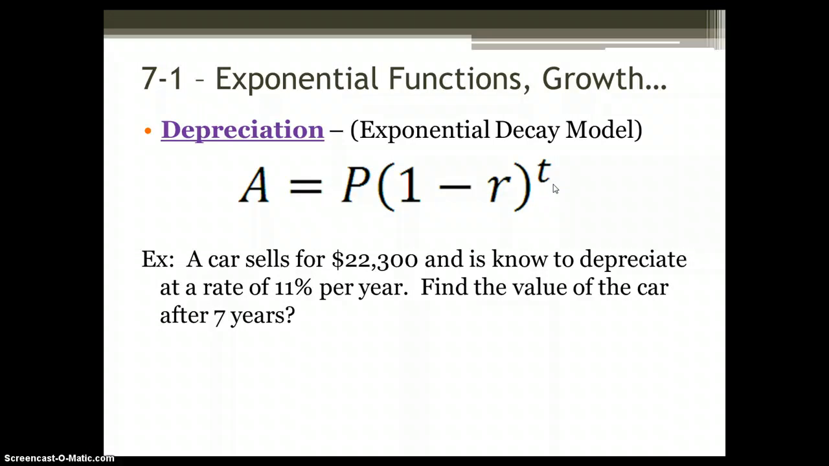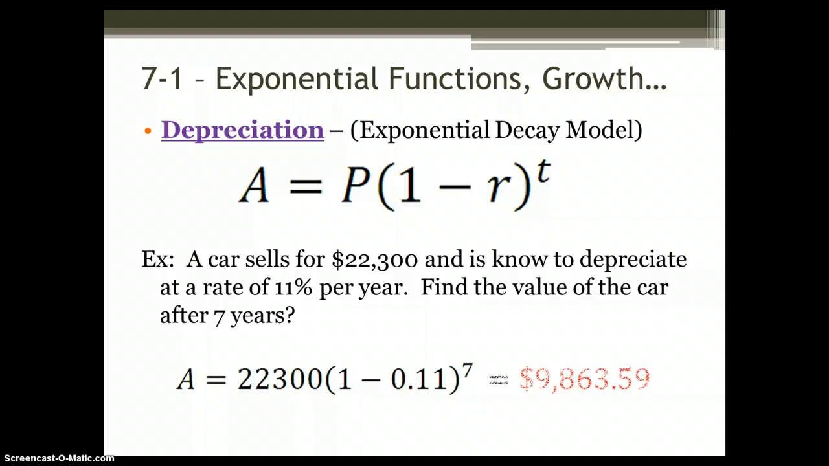Let's say a car sells for $22,300 and is known to depreciate at a rate of 11% per year. Find the value of the car after 7 years. Again, subbing in the known information, our principal amount of $22,300, the interest rate of 11%, and 7 years for time, we get an answer of $9,863.59. This is the value of the car after the 7 years.